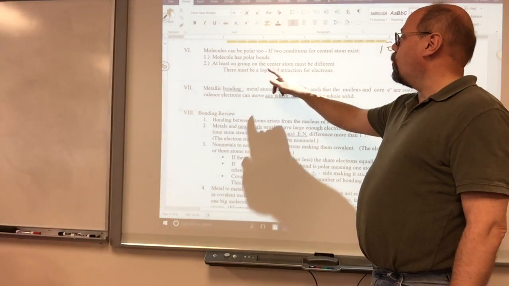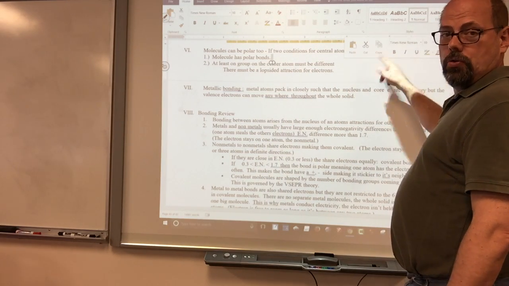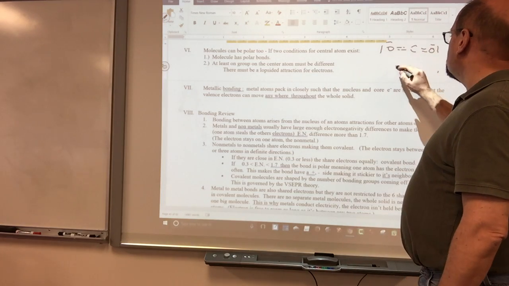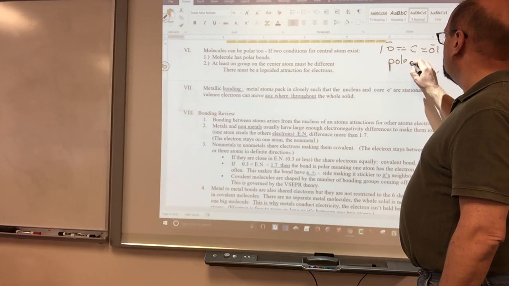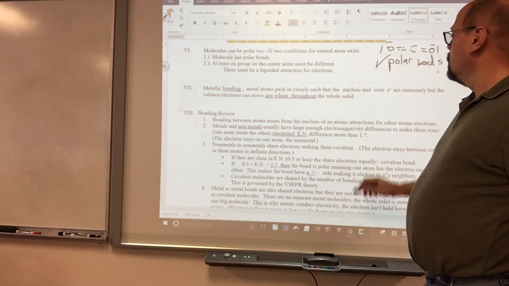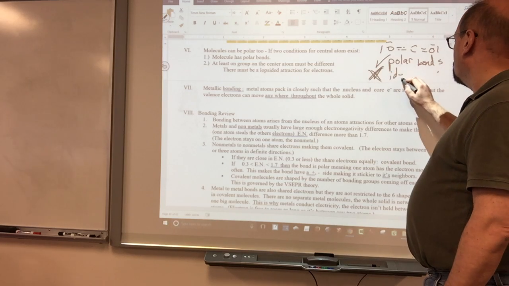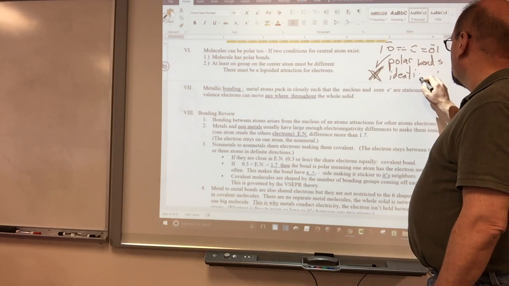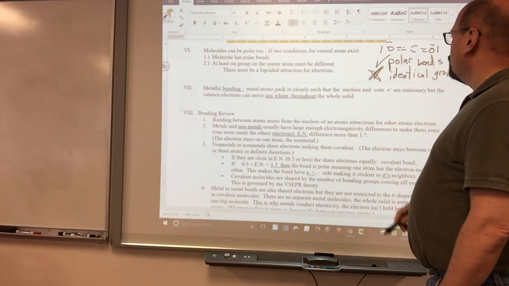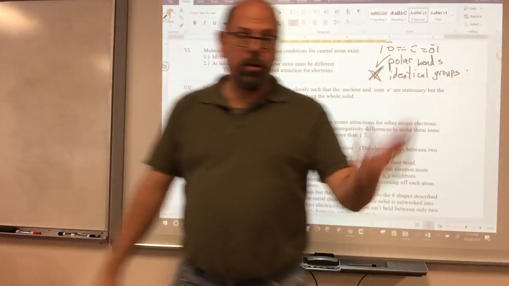The second one, at least one group on the center atom must be different. Oh, this is not different than this one. These two groups off that center atom are exactly the same. So this has polar bonds, that's true, but identical groups off the center atom. So this cannot be polar. Carbon dioxide is not polar, and that's why it's a gas at room temperature. You breathe it out, it looks like a gas.